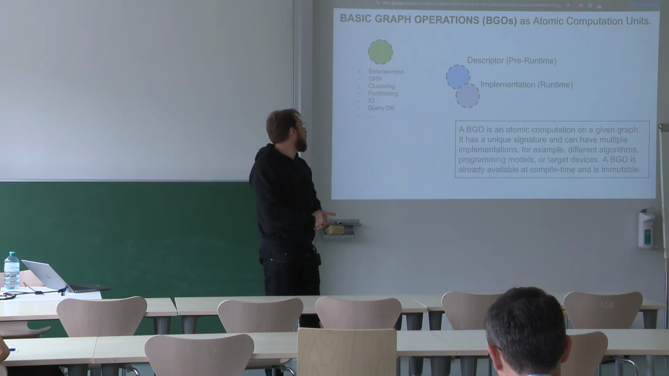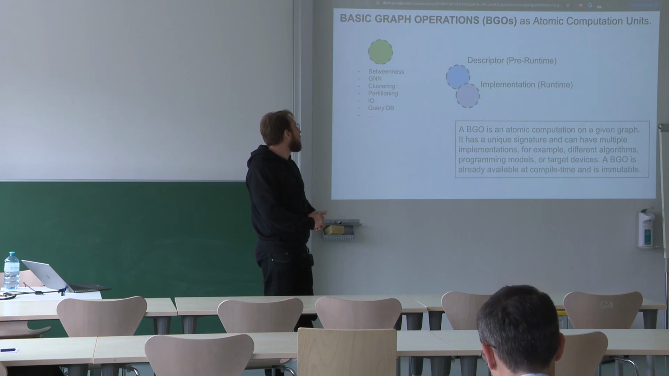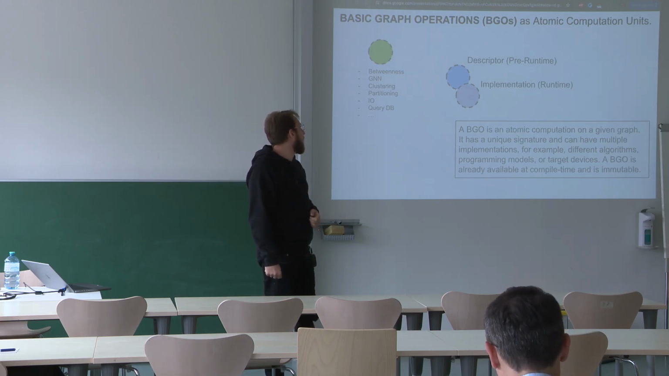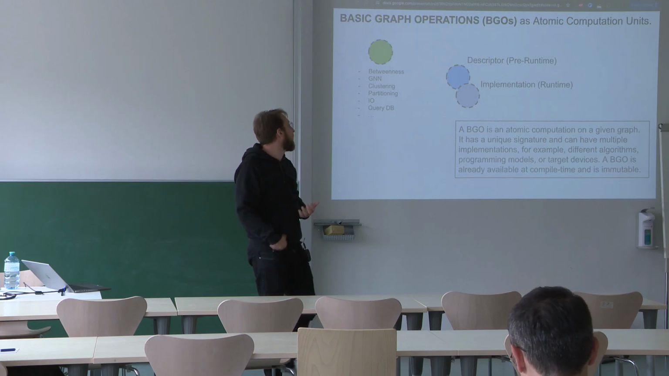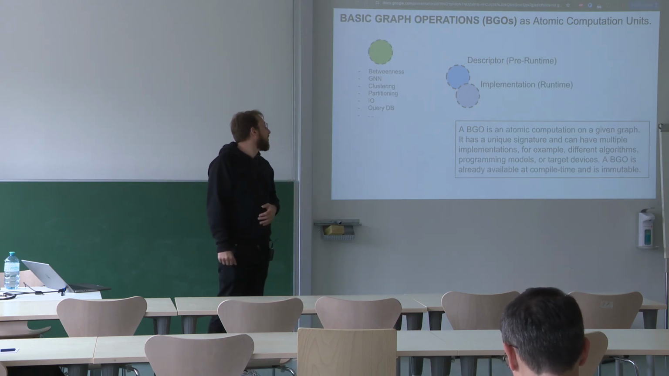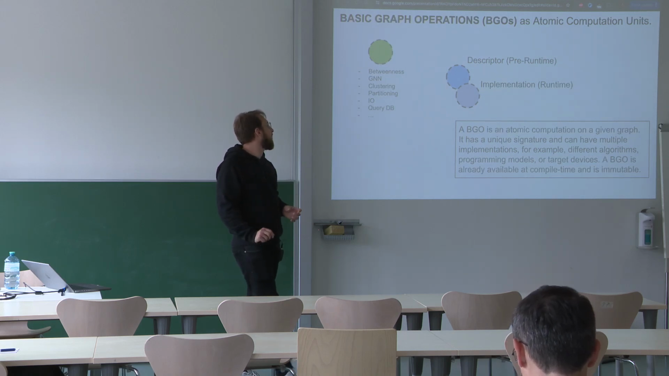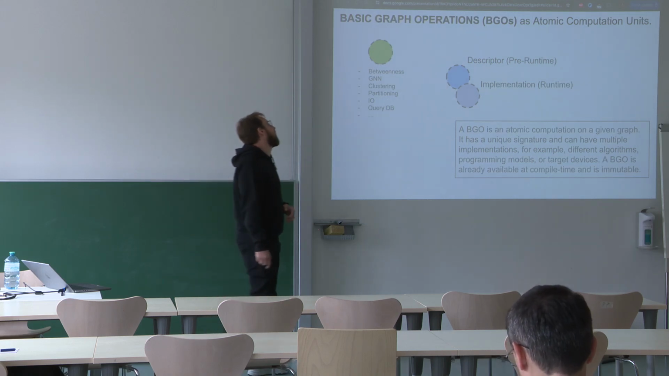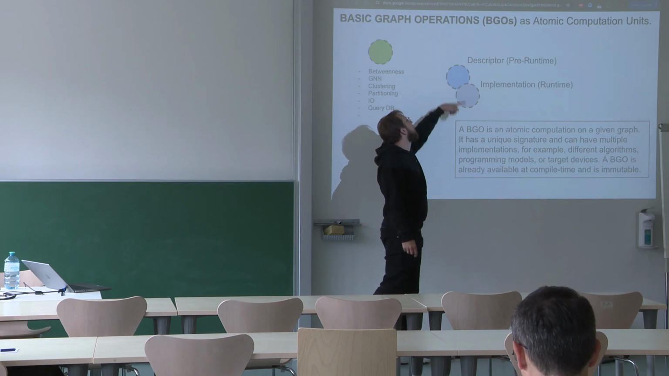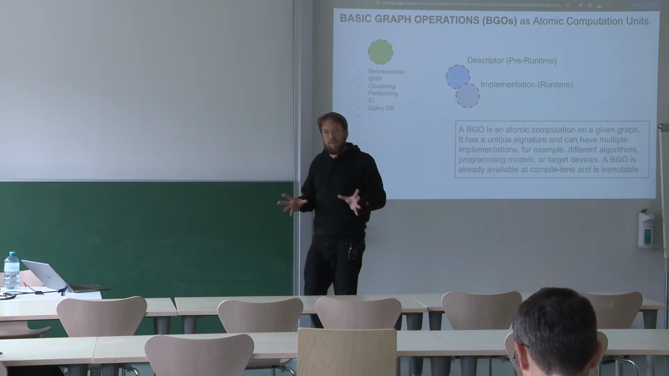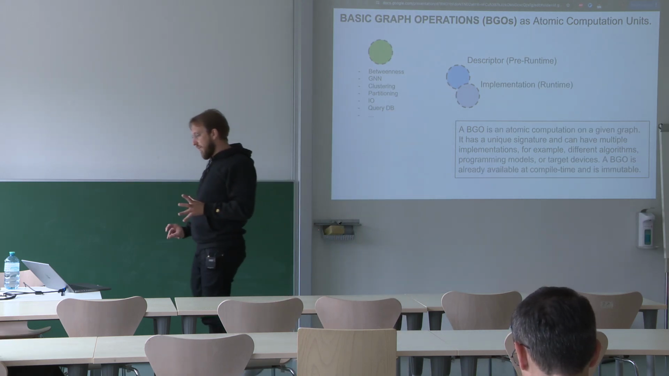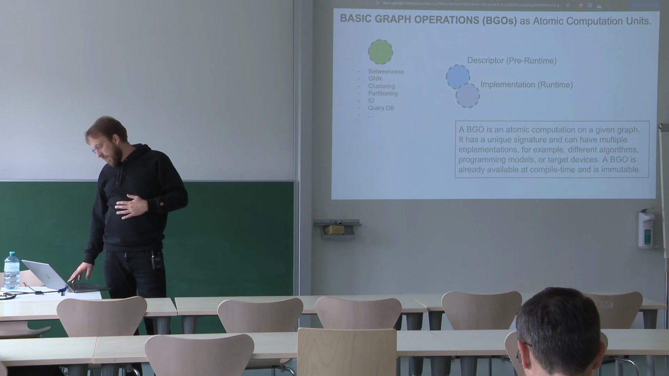And the BGO is an atomic computation on a given graph. It has a unique signature and can have multiple implementations, for example, different algorithms, programming models, or target devices. A BGO is already available at compile time and is immutable. Oh, sorry, that was maybe a mistake. So a descriptor is a pointer to a set of actual implemented BGOs.